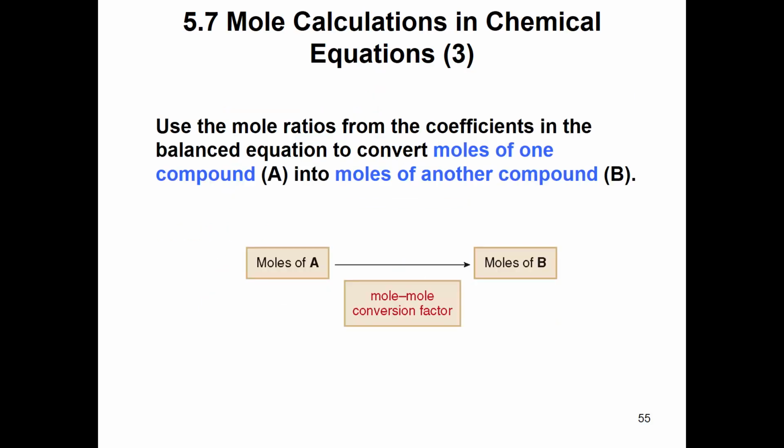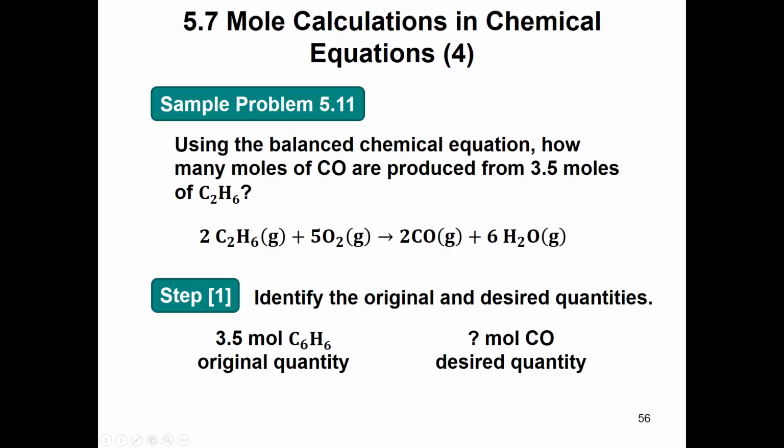And since we can use this in this manner, it's important because a lot of times in a problem I'm wanting to know I need this much of B. How much A is it going to take in order for me to get to that amount of B? So let's look at a sample problem. Using the balanced chemical equation, how many moles of CO are produced from 3.5 moles of C2H6, and that's ethane.